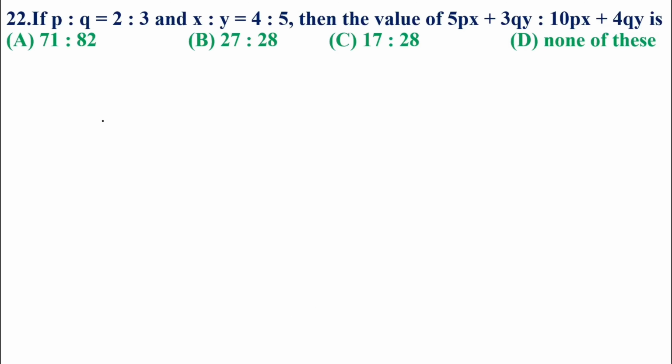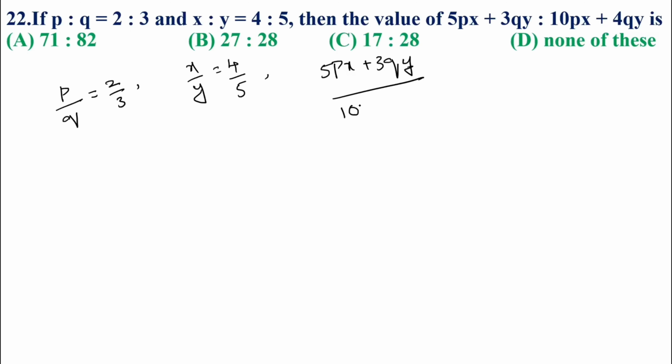They have given P by Q is equal to 2 by 3 and X by Y is equal to 4 by 5. Then the value of 5px plus 3qy by 10px plus 4qy.